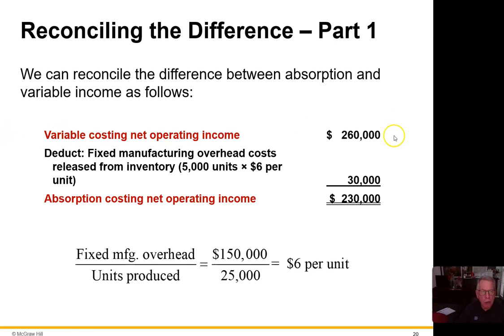First, we have our variable costing at $260,000. In this case, we sold more than we produced. So we've used up the 5,000 units that were in beginning inventory, and they had $6 of per unit fixed costs attached to each of those units. If we multiply that through, that explains the difference between the $260,000 and the lesser $230,000 of absorption costing net operating income.